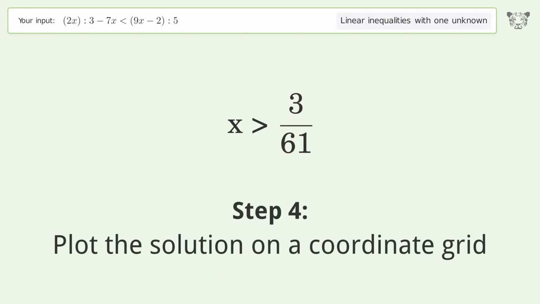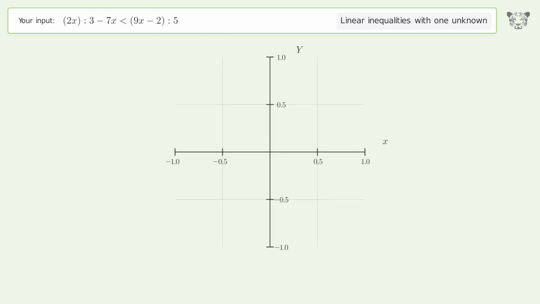Plot the solution on a coordinate grid. And so the final result is x greater than 3/61.